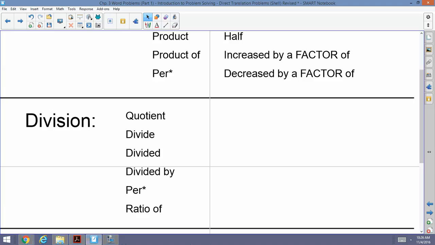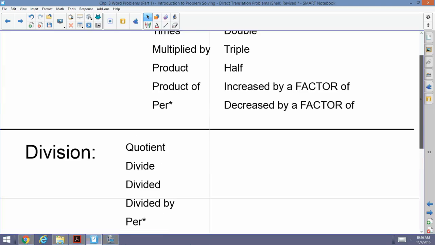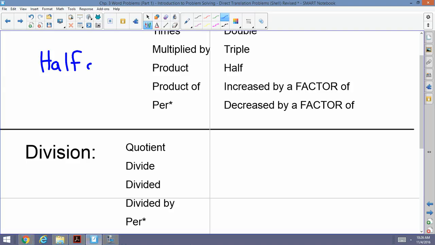No, half of would not be division. I mean, well, it's technically one of those, because if I said to you half of x, it's 1/2 times x, which technically means x over 2. So I guess, yeah, that should have a little asterisk because they could be used for both.